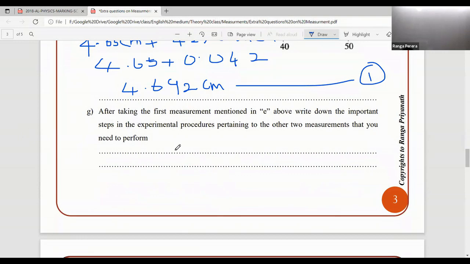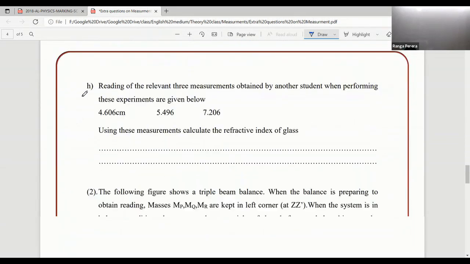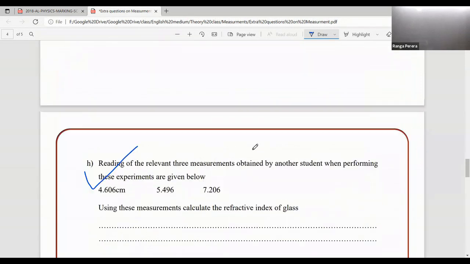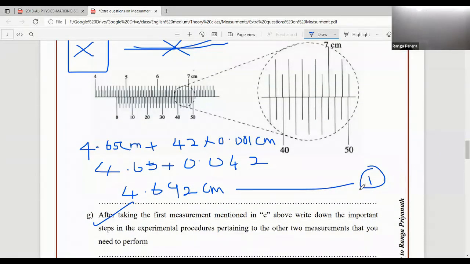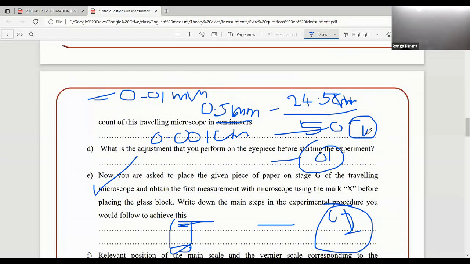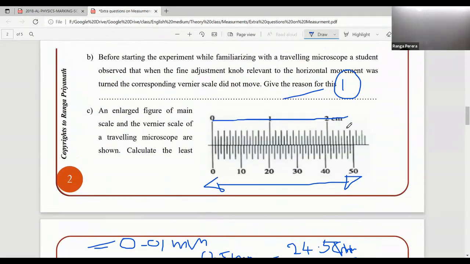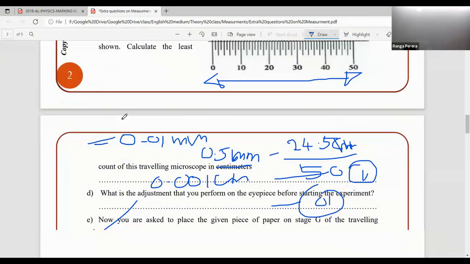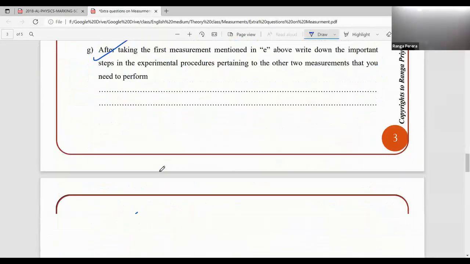After taking the first measurement mentioned in part E above, write down the important steps in the experimental procedure pertaining to the other two measurements that you need. I skip those two questions because they are linked with the optics part, so it is pointless to discuss them. Here altogether you get 1 plus 3, 4, 5, 6, 7, 8. You can take 8 marks out of 10 for this question.